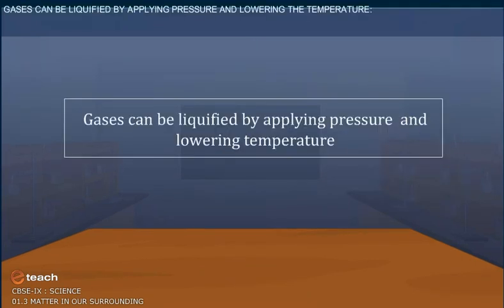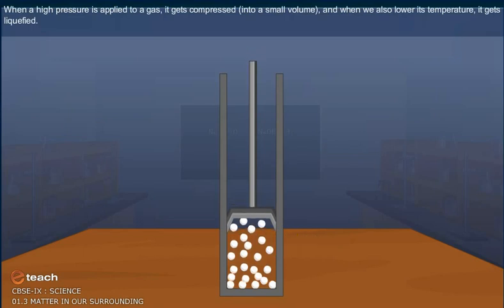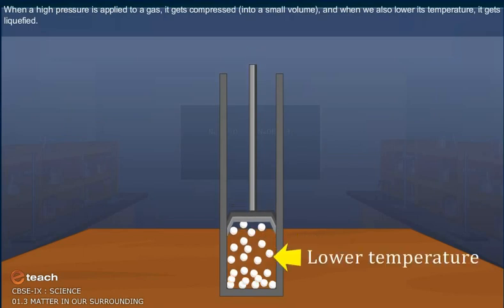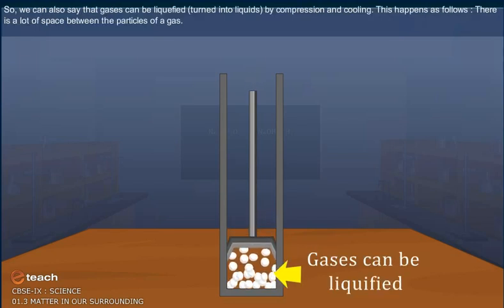Gases can be liquefied by applying pressure and lowering temperature. When a high pressure is applied to a gas, it gets compressed into a small volume, and when we also lower its temperature, it gets liquefied. So, we can also say that gases can be liquefied, turned into liquids by compression and cooling.